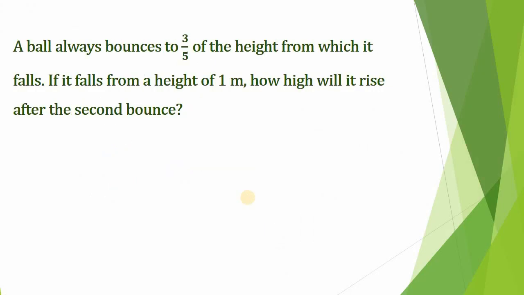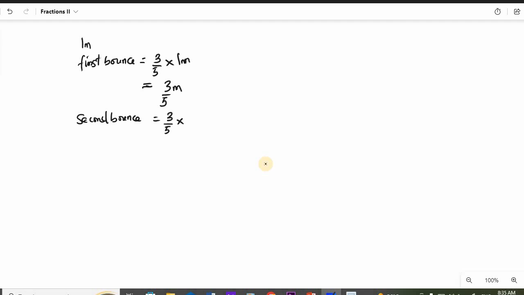Now this one says the ball bounces 3/5 of the height from which it falls. If it falls from a height of 1 meter, how high will it rise after the second bounce? Okay, now let's analyze this question. So it falls from a height of 1 meter, right? So we know the first bounce will be equal to 3/5 times 1 meter, which is equal to 3/5 meters. So the second bounce, after it goes up a height of 3/5 meters, will be 3/5 times 3/5 meters, which is 9/25 meters. So this is the solution.